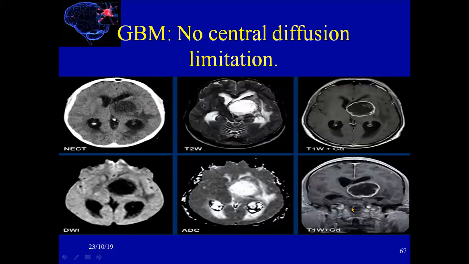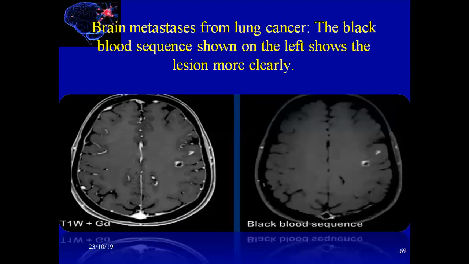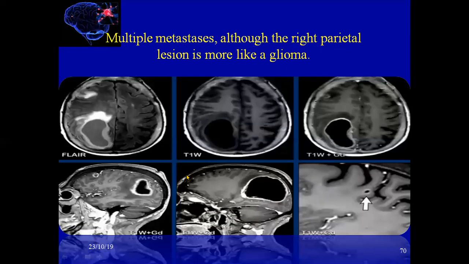This is the GBM here. As we see, there is no central diffusion limitation in this tumor. This is a GBM also. As we see, there is irregular enhancement of the cyst. Here is a brain metastasis from lung cancer. The black dots sequence on the left shows the lesion more clearly here. Multiple metastases, as we see here in the right parietal region, are sometimes more like glioma.